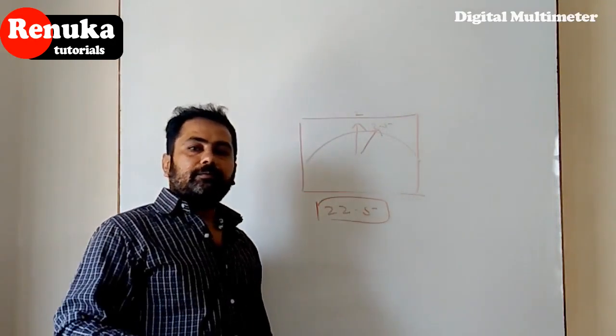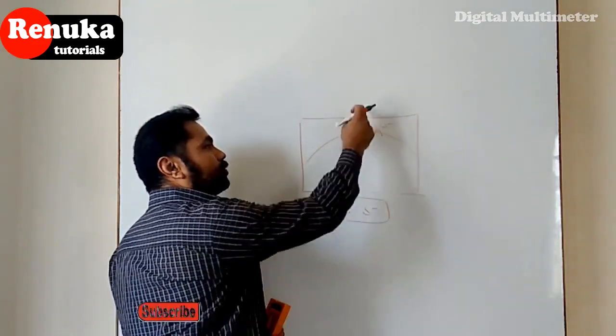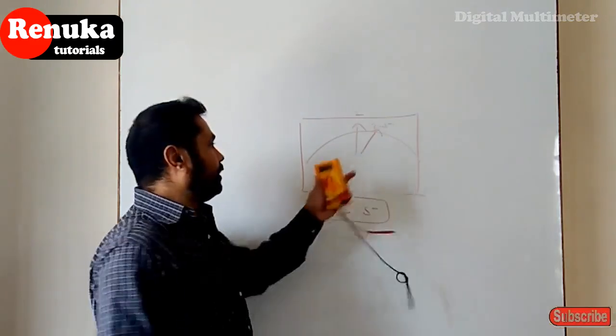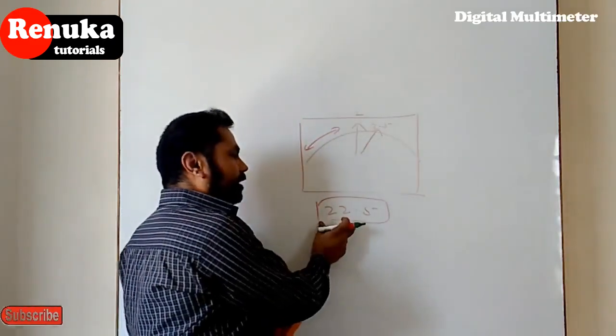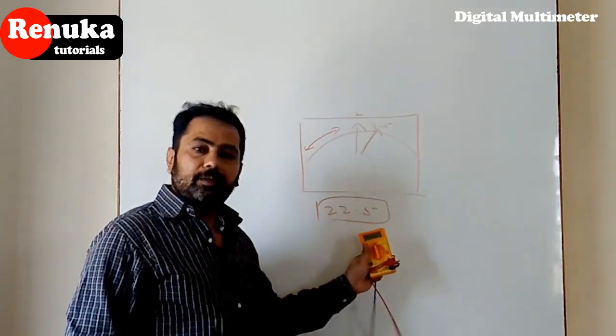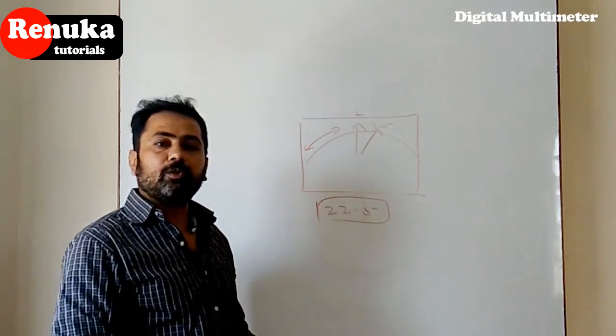In an analog multimeter, if this pointer has to remain steady at a point, it will take some time. But in a digital multimeter, the digits will be shown directly here. So the reading speed in a digital multimeter is more.